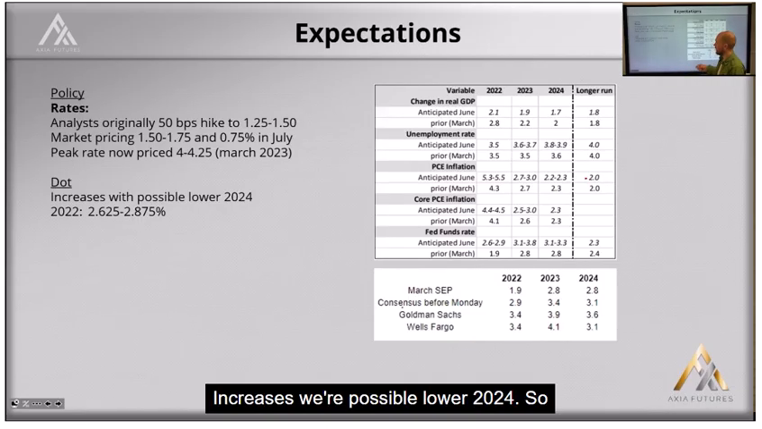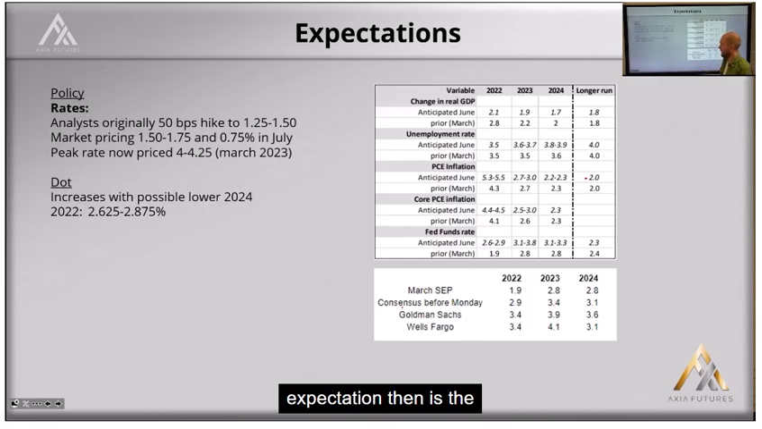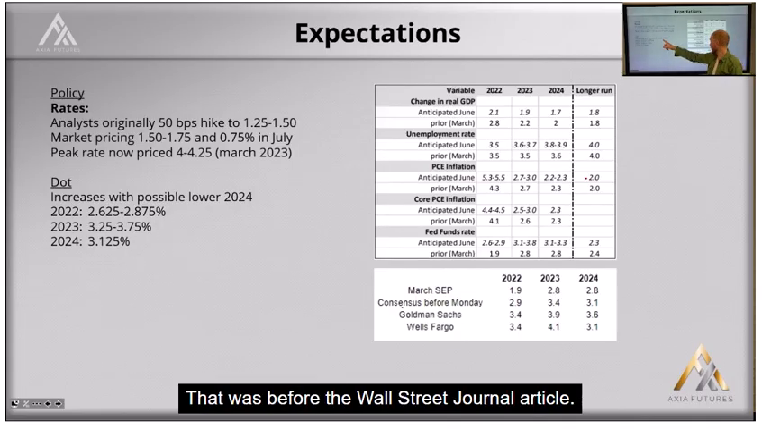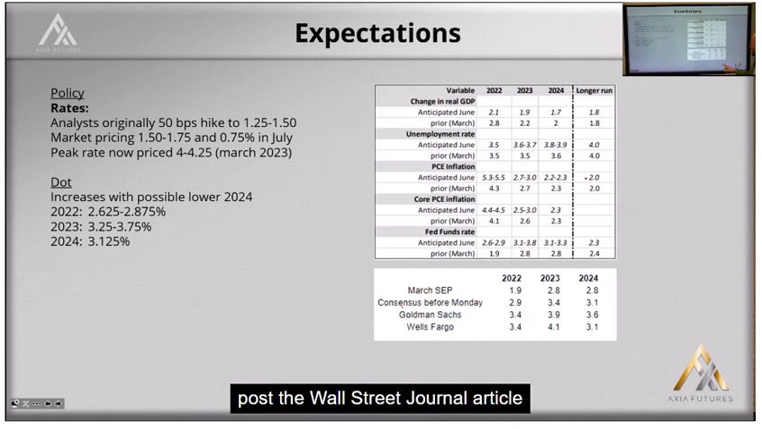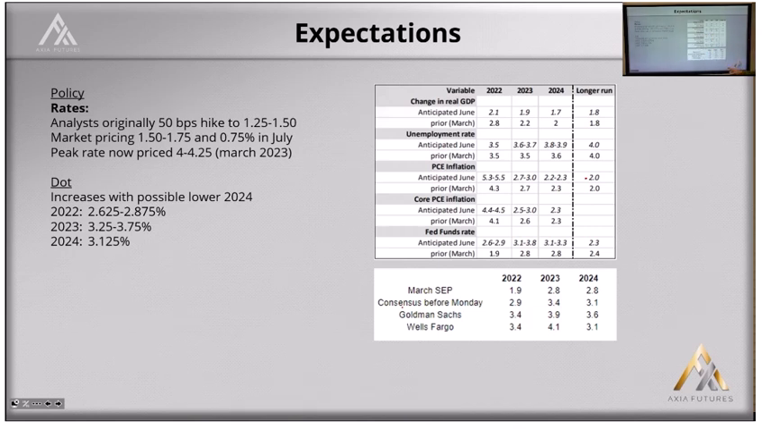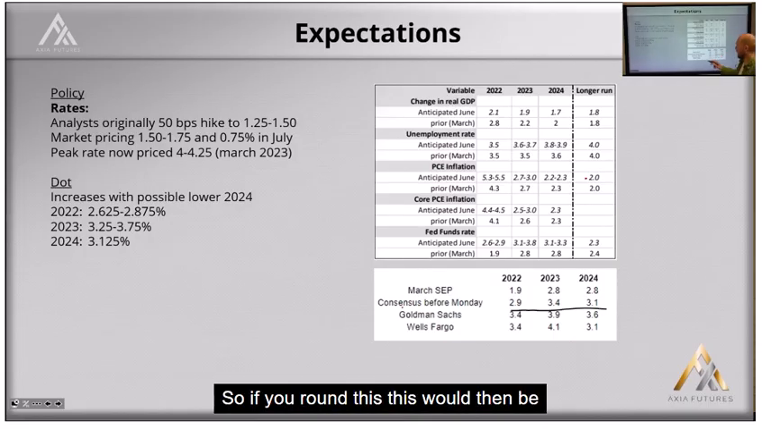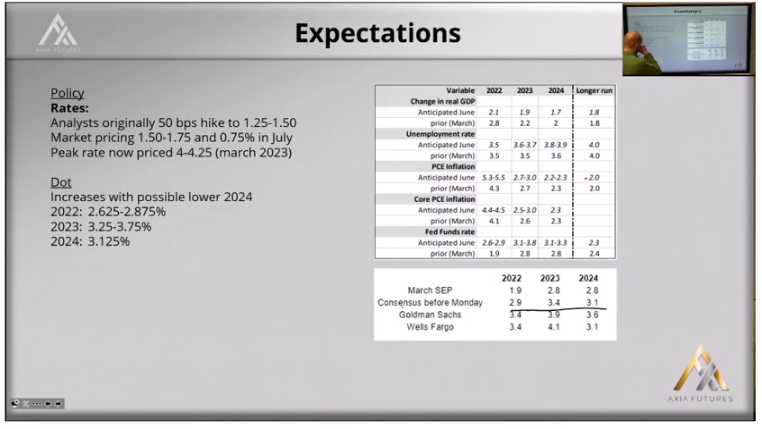Increases with possible lower 2024. So the expectation then is that the 2022 dot will go 2.625 to 875, 23 and 24. That was before the Wall Street Journal article. Post the Wall Street Journal article, these then went up. So that's what they then moved to. So if you round this, this would then be 2.8.